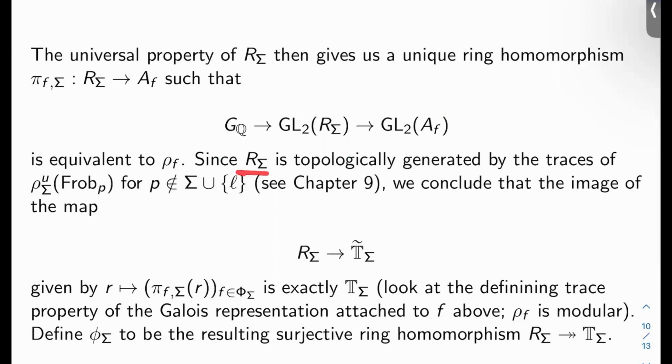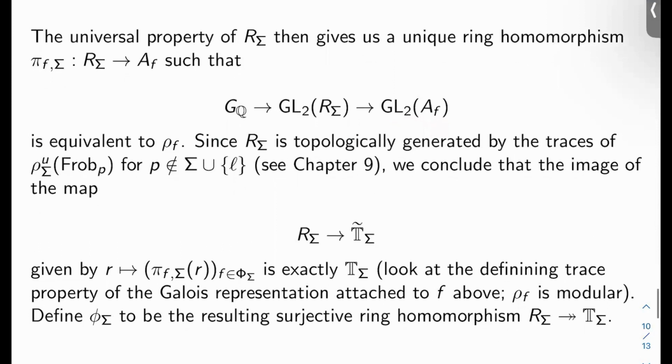In chapter 9, we saw that R sigma is topologically generated by the traces of the rho U sigma of Frobenius at p for p outside sigma and not L. And so that allows us to conclude that the image of the map R sigma to T tilde sigma, which sends r to the sequence over F in phi sigma of the pi F sigmas of r, has to exactly be T sigma, where T sigma, remember, is the subalgebra generated by the Hecke operators at indices outside this set here. The reason this is true, by the way, is again because R sigma is topologically generated by the traces.